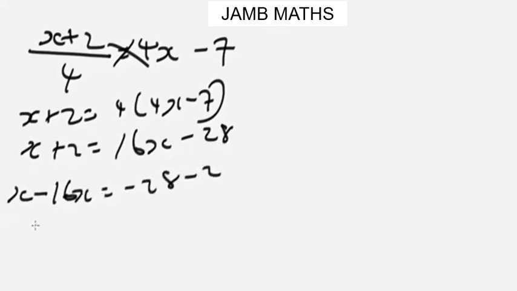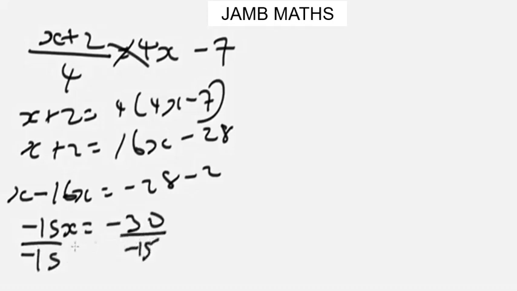We're going to have x minus 16x, which gives us minus 15x, equals minus 28 minus 2, which gives us minus 30. Divide both sides by minus 15 to make x the subject of the formula. So minus 30 divided by minus 15, so our x will be what? 2. And so when you plug in 2 in this expression we have, we are going to get the same values at both ends. Okay, so it's as simple as that, guys. Now let me show you a second method you can solve this.